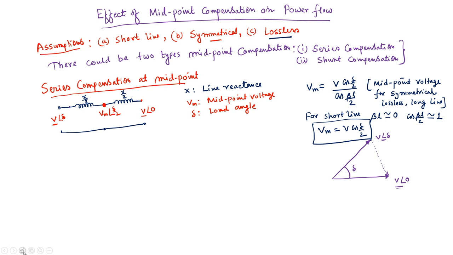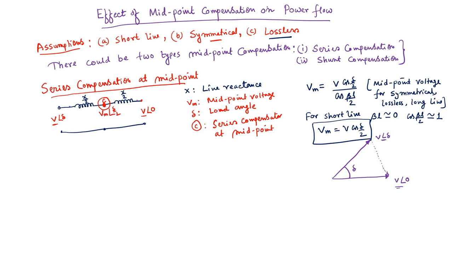Now, what do we consider? We will consider there is a midpoint compensator somewhere here. So, this represents a series compensator at midpoint. Normally, a series compensator changes the reactance of the line. Therefore, it impacts the current flowing through this line. Thereby, it also impacts the power flow.